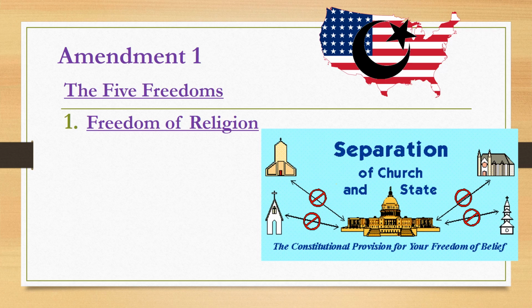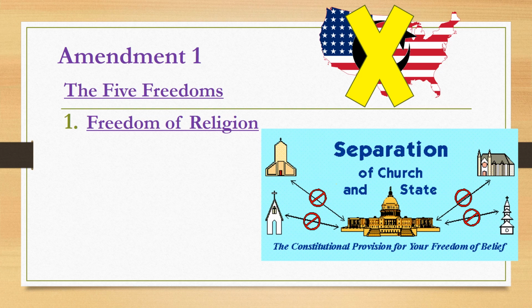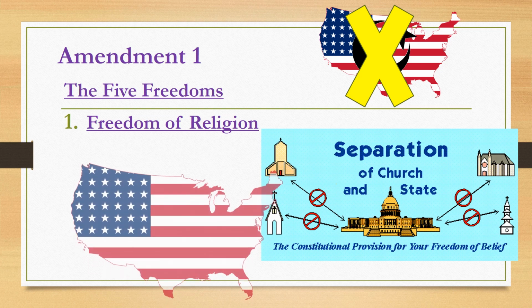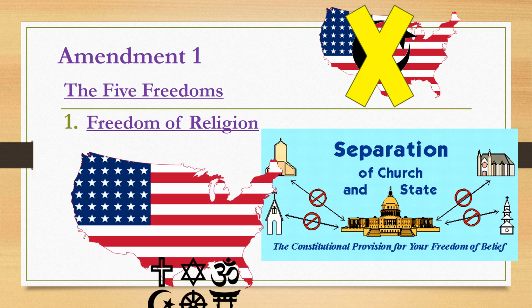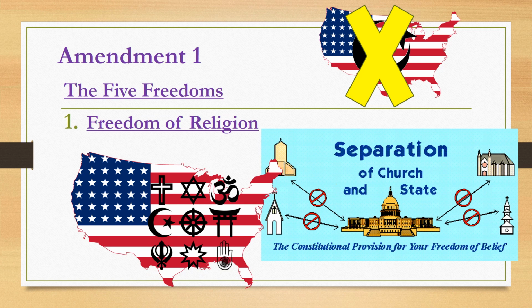Amendment 1 actually has 5 freedoms. The first freedom we are going to discuss is the freedom of religion. The government cannot create an official religion for our country, nor can it prohibit you from worshiping your religion, or prevent you from choosing not to worship a religion. Please draw one of the religious symbols that you see in the United States on the lower left-hand corner of the slide.